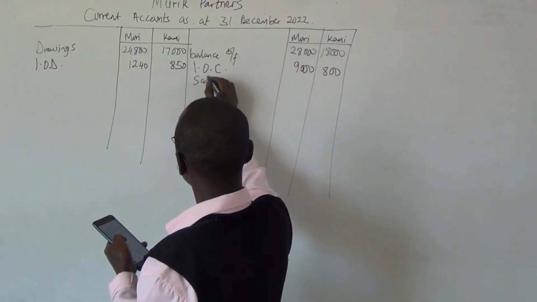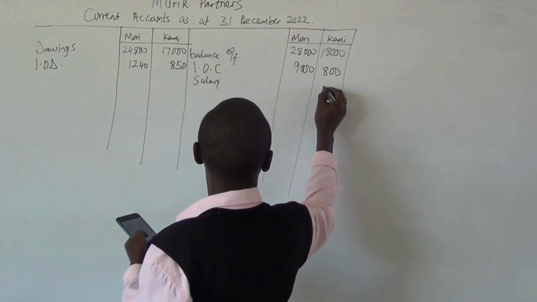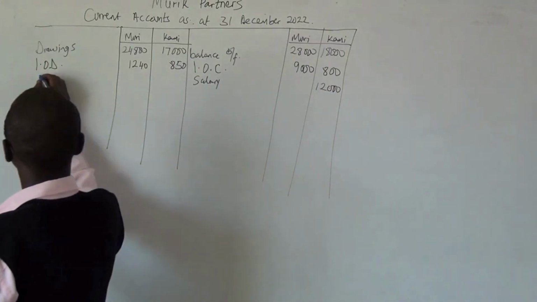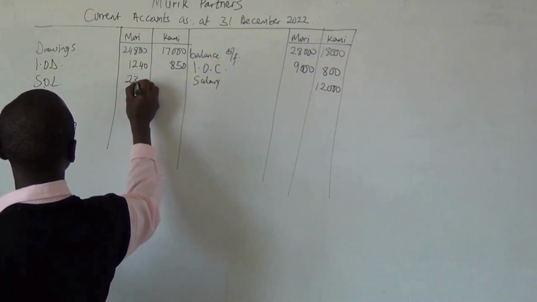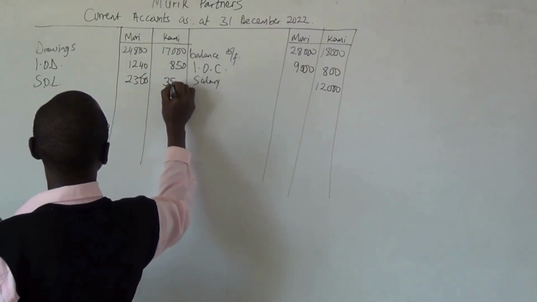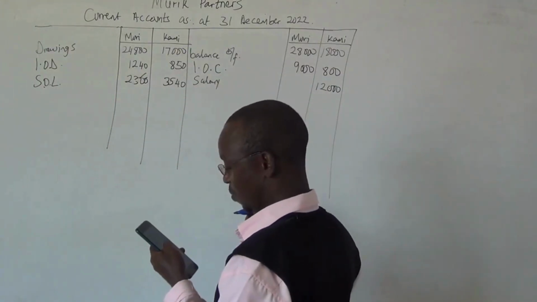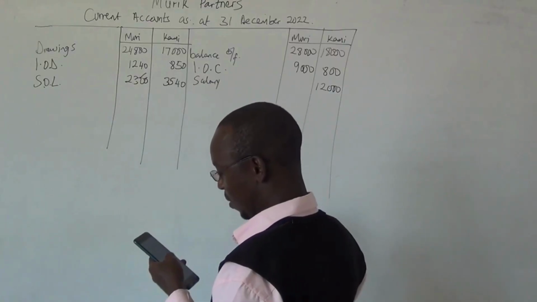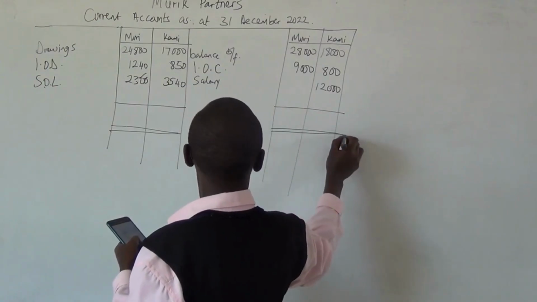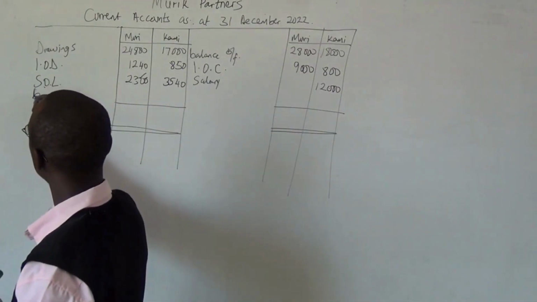Then we have salary to come in, 12,000. Here, so you can move. Then you have share of loss, of course, it's on this side, isn't it? 2360 and 35 40. That is coming. Nothing else. We are done. So our closing balance will be on this side. Our closing balance will be here, I believe.